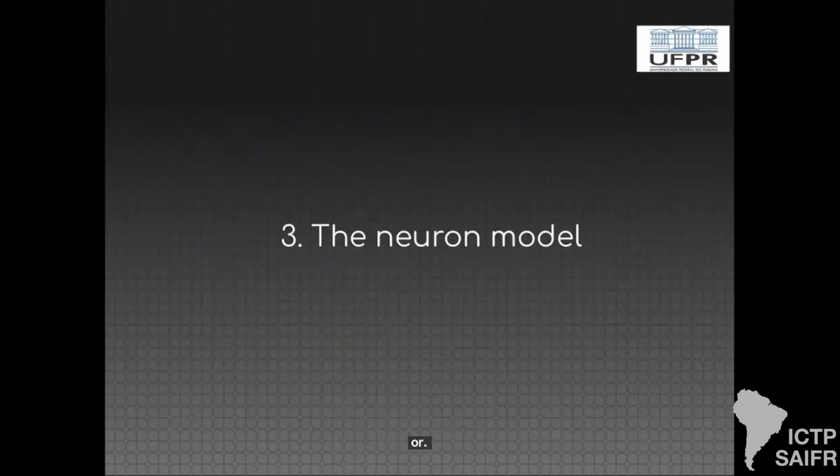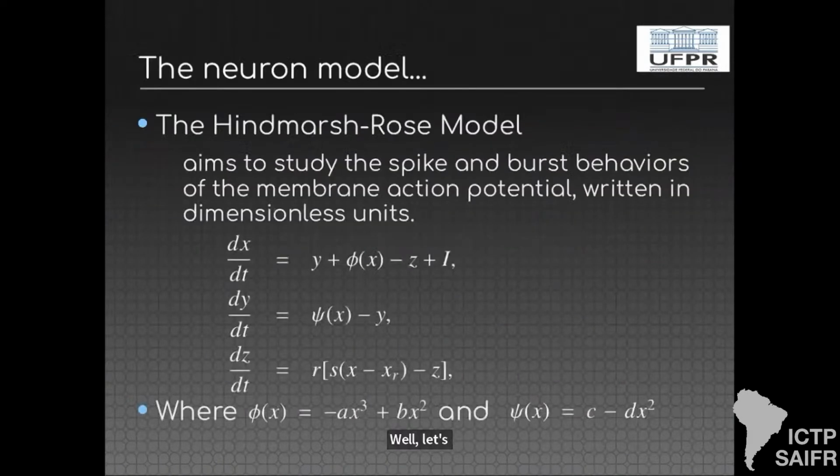Well, let's show the neuron model I use. It's a Hindmarsh-Rose model. It's a Hodgkin-Huxley-like model. Hodgkin-Huxley is a very famous model for neurons, Nobel Prize in the 1960s. And this is a simplified form of the model. This is the membrane potential, the action potential for the neurons. The y variable is related to fast dynamics. The z variable is related to the slow dynamics of the neurons. Phi and psi are related to nonlinear functions here.